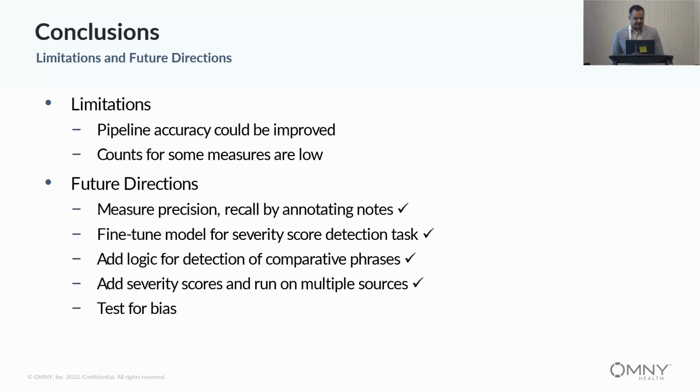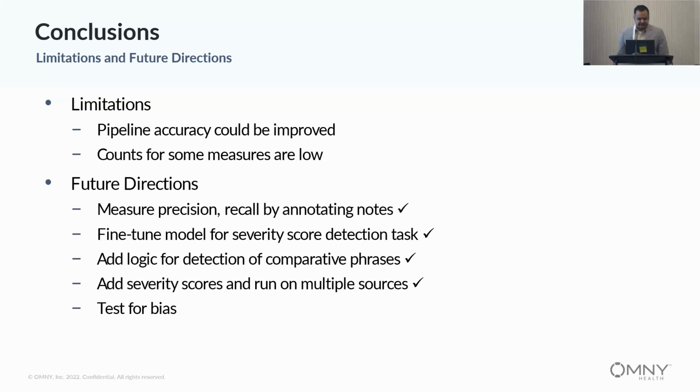We want to add logic for detection of comparative phrases. For example, if there's a sentence in the note that says psoriasis is very good today, that would not be picked up by our current pipeline, but it still contains information about the patient's psoriasis. So we want to be able to pick up phrases like that.